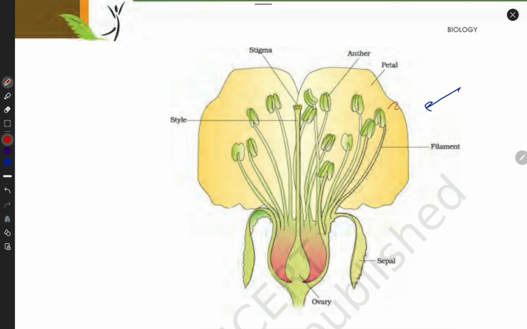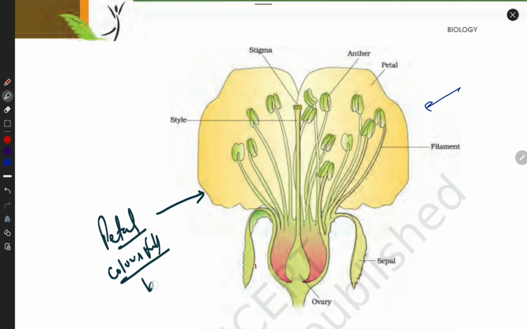Now the next thing. What is this? This is the male sex organ part. Anther, stamen, filament. Here pollen grains are formed. Now the next thing, tell me. This is the petal. Mostly they are colorful, so bees can be attracted, which is helpful in pollination.